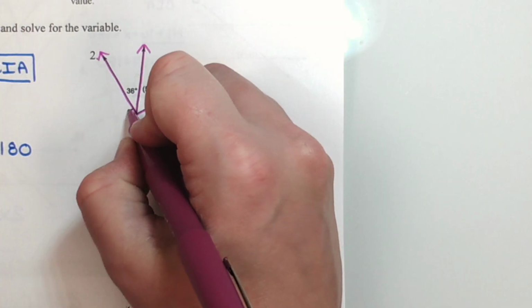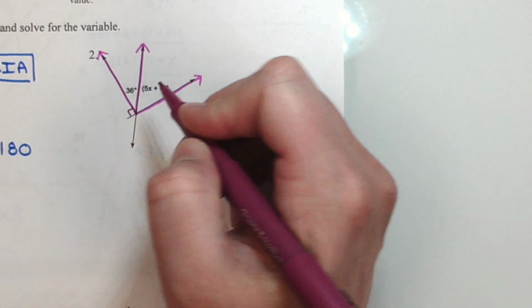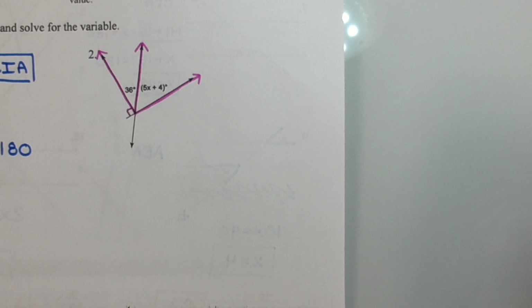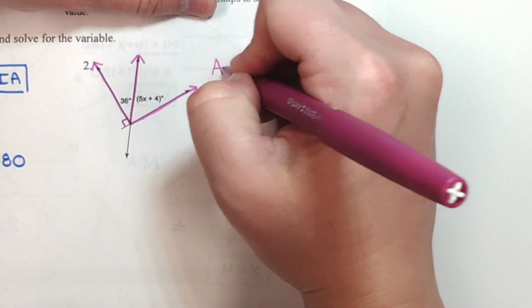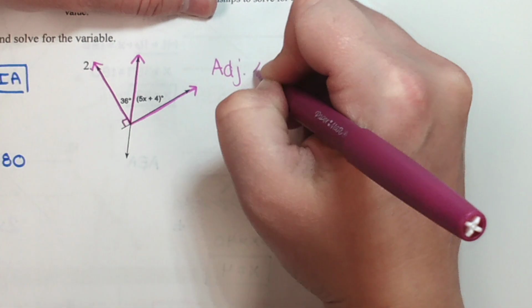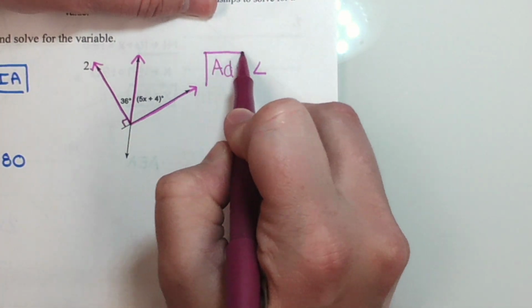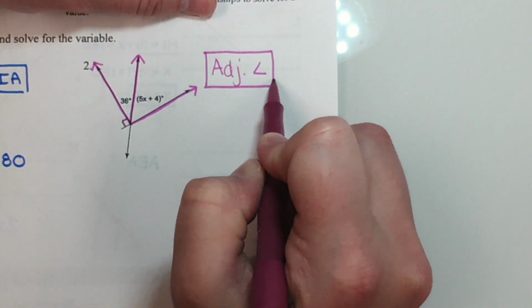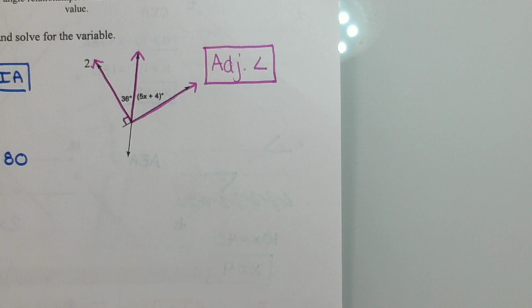They do add up to 90 degrees, but what's their angle relationship? I already said it earlier. It starts with an A. Adjacent. They're adjacent. If they are sharing that middle ray and that vertex, they are adjacent.